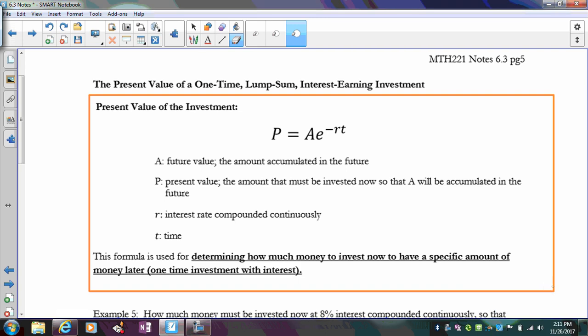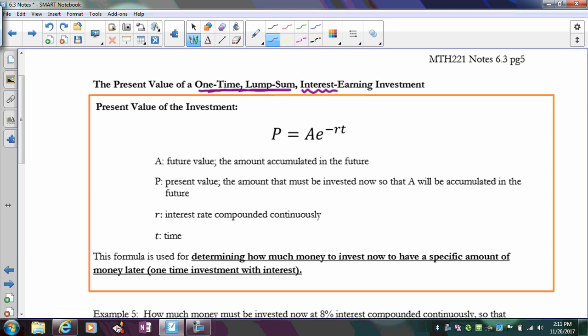In this part of 6.3, we're going to look at finding the present value of investments. So that means the current value of the investment. We're looking at, for this first scenario, a one-time lump sum. So what's the present value of a one-time lump sum for an interest earning account?